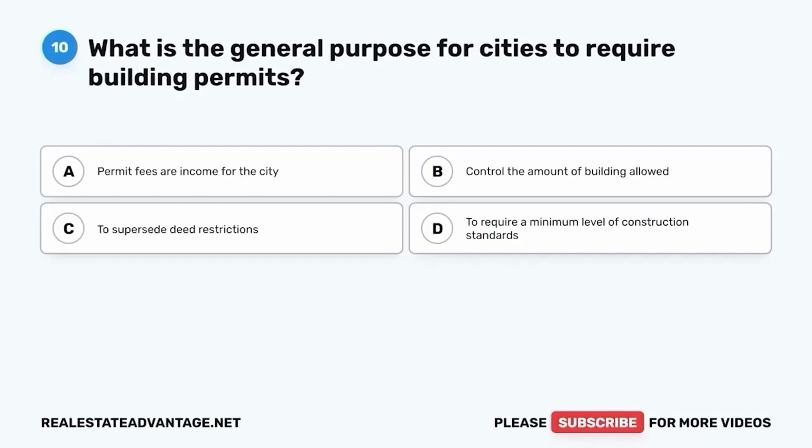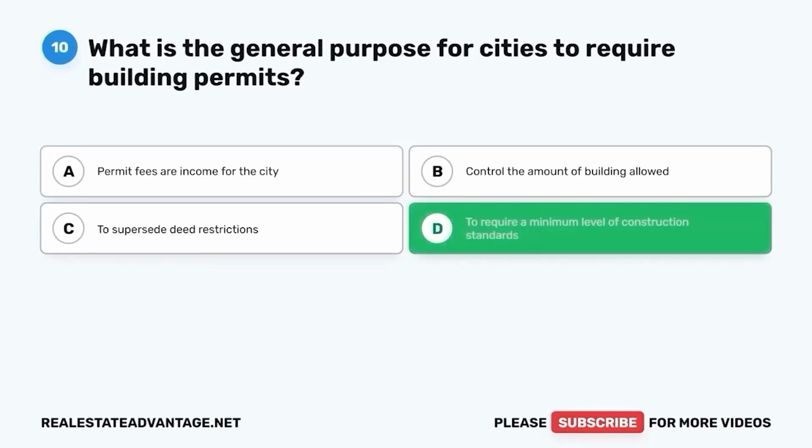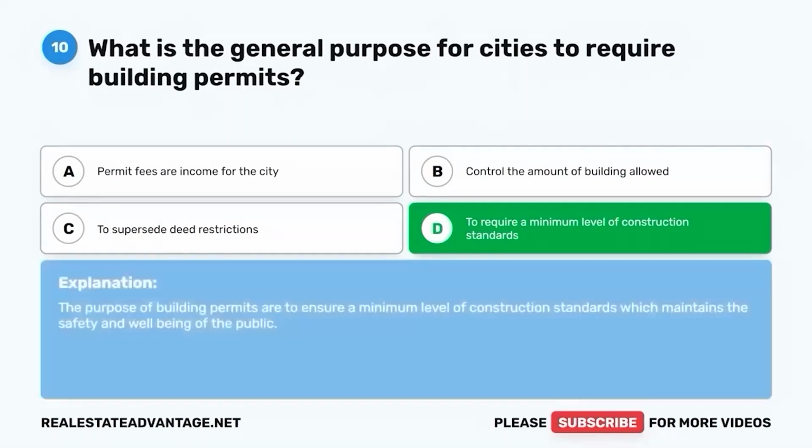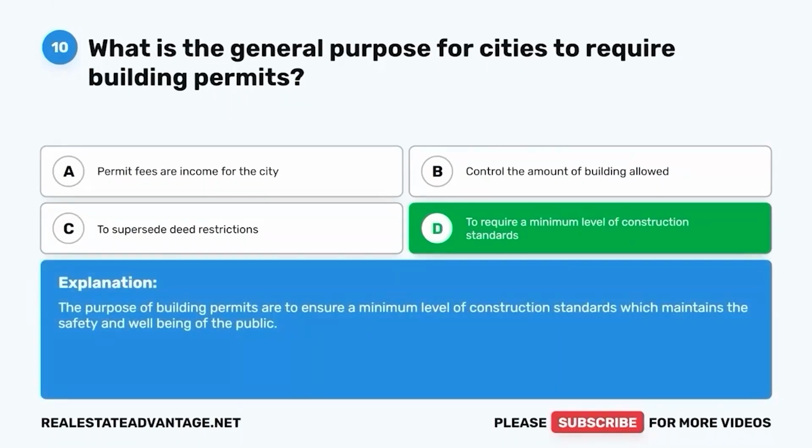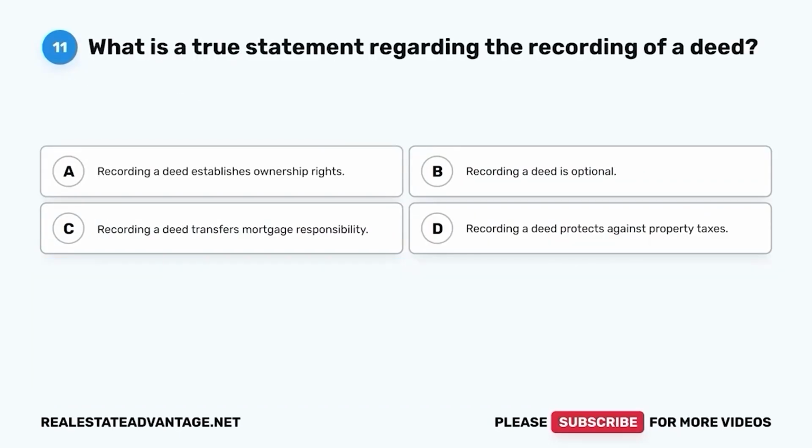A. Permit fees are income for the city. B. Control the amount of building allowed. C. To supersede deed restrictions. D. To require a minimum level of construction standards. The correct answer is D. To require a minimum level of construction standards. The purpose of building permits is to ensure a minimum level of construction standards which maintains the safety and well-being of the public. Question 11.